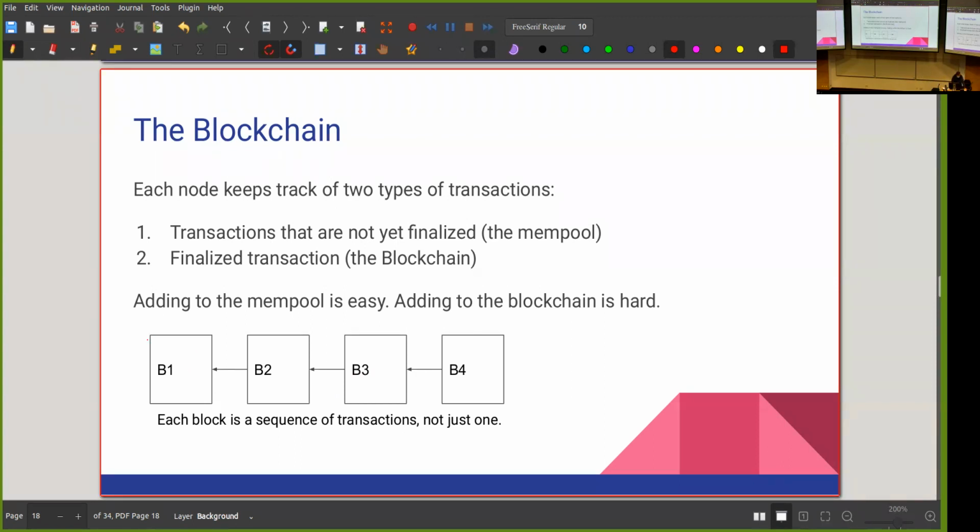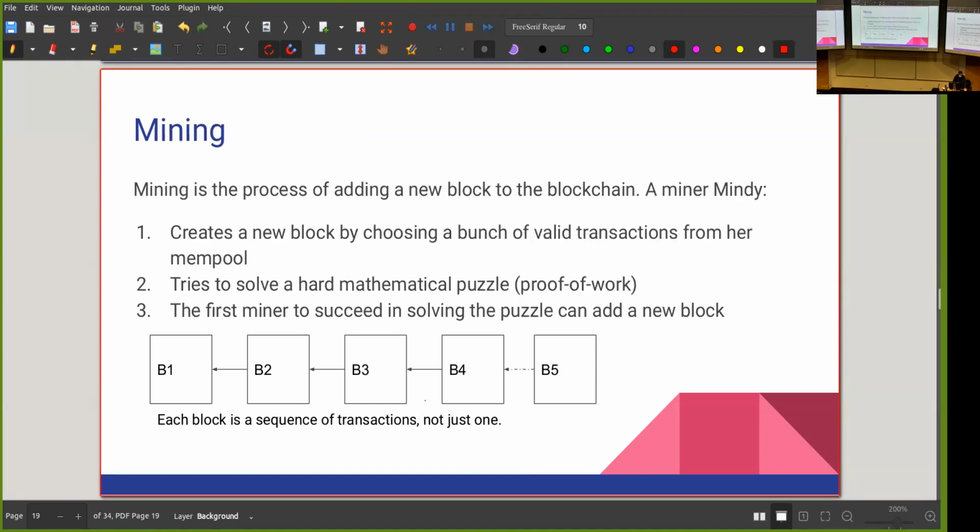Okay, so I have a bunch of blocks, and it starts with, let's say, block number 1. So here I have 4 blocks, and each one of these blocks contains a bunch of transactions. And all the transactions that are in the blockchain are considered to be finalized. But of course, as we said before, each node in the network keeps track of their own copy of the blockchain, and we have to make sure that everyone's copy matches everyone else's. Okay, so how do we do this?